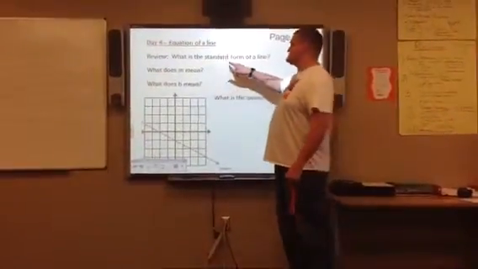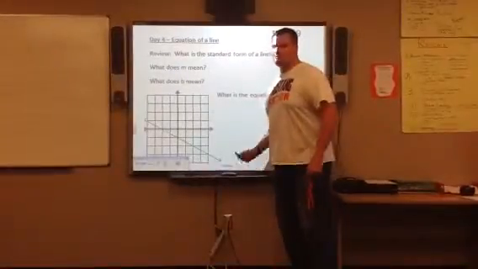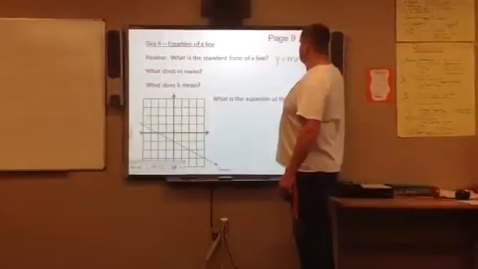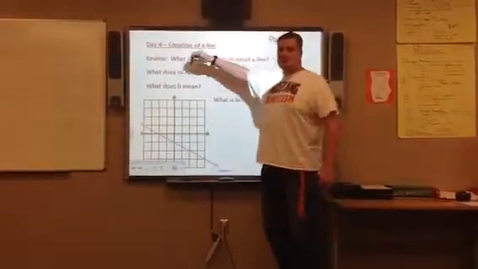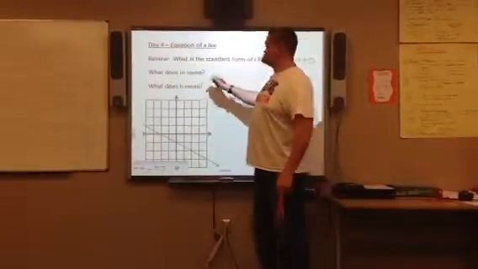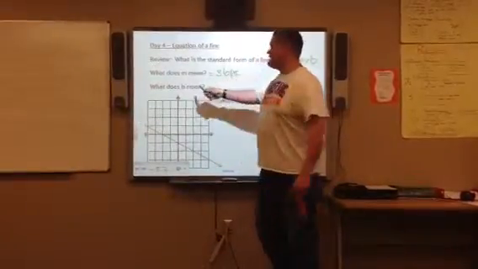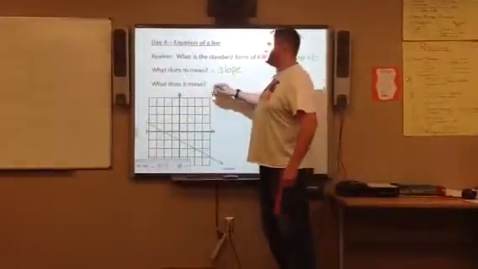First question is, what is the standard form of a line? Hopefully you remember that it's y equals mx plus b. As a reminder, what does m stand for? M is going to be our slope, and then the b stands for our y-intercept.